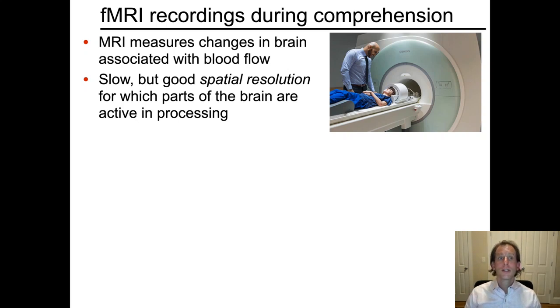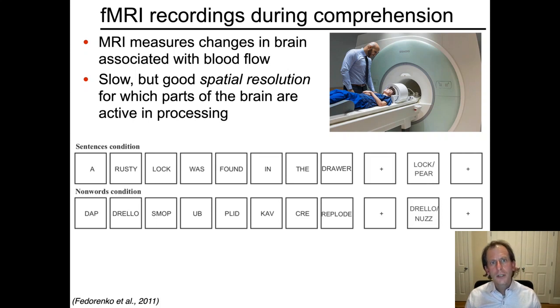But there's very good spatial resolution for which parts of the brain are active in processing. If you can get a participant to hold their head still, which they have apparatus to do, then you can get very fine-grained localization of where in the brain is more active versus less active, as evidenced by blood flow dynamics. For example, a by now classic study by Fedorenko et al. 2011 contrasted sentences like a rusty lock was found in the drawer to sequences of non-words, for example, daptrello, smob, plid, cav, krev, replode. This was done with a word-by-word RSVP paradigm, as we saw before, and then there was a test to keep people on target.